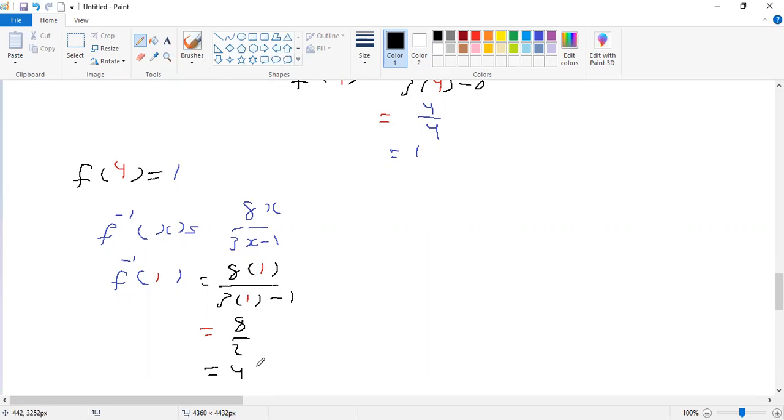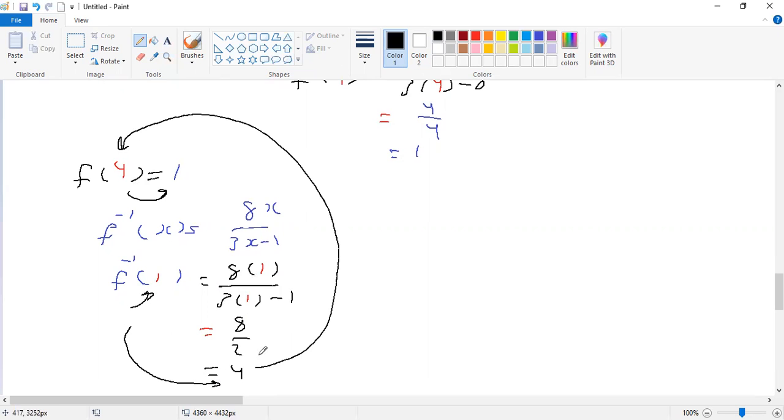So the answer is 4. Look at here. If you input 4, you get 1. If you input 1, what do you get? You get 4. So this is the inverse function.